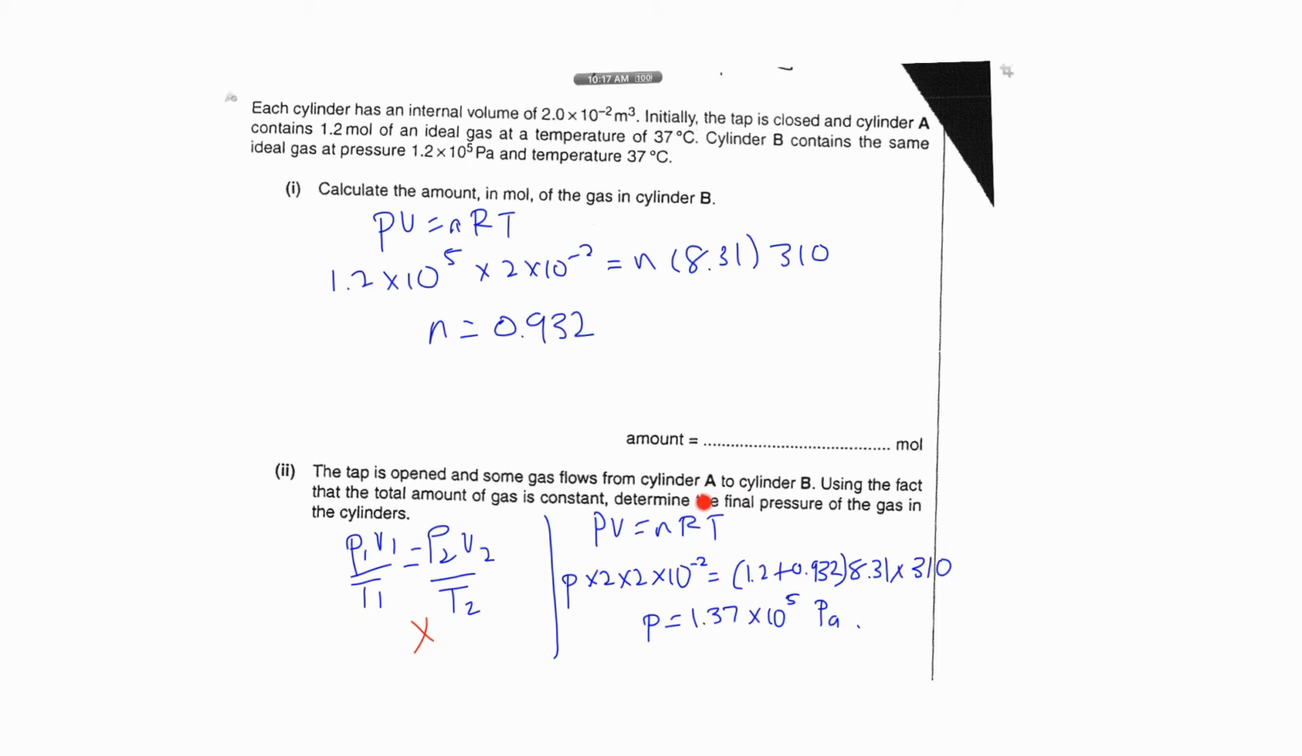When you use PV = nRT, the volume you must add up because now you're combining both cylinders. A and B each have the same volume, so you have to times 2 to get the total volume. Because you're finding the final pressure when you open the tap, you must take the two cylinders as one together, so you take double the volume of each. The number of moles you must also add up, the number of moles for B and the number of moles for A. And R you don't add up, R is a constant.